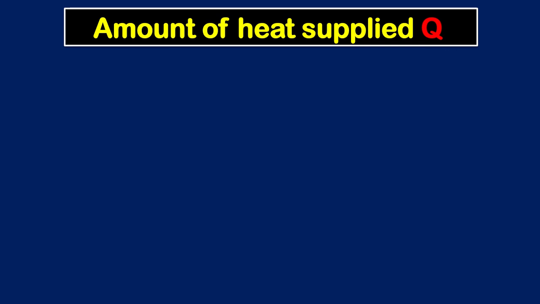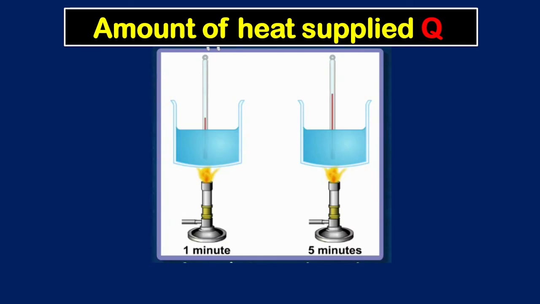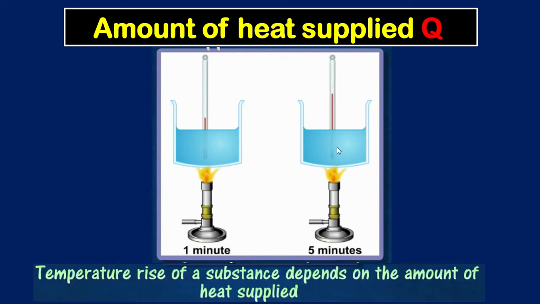The third factor is the amount of heat supplied. If we have two containers of the same mass, and we add a thermal source of heat for 1 minute to this one and for 5 minutes to that one, then the amount of heat supplied will be larger for the second, so the temperature rise depends on the amount of heat supplied.